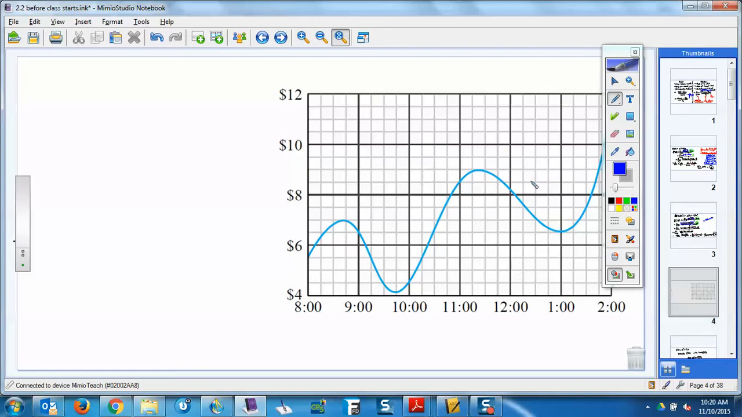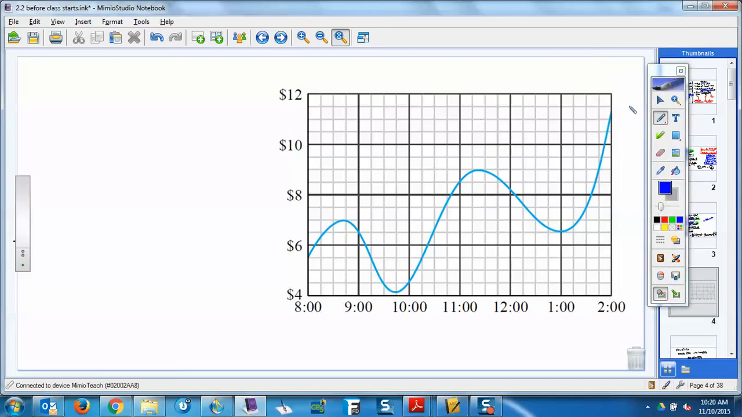Okay, and then we had, was this number 11? Yeah. Was this the one that had this picture? Yes. And so this was just like average rate of change and so forth. So they said like between 8 o'clock, which would be here, and 2 o'clock, which would be here.